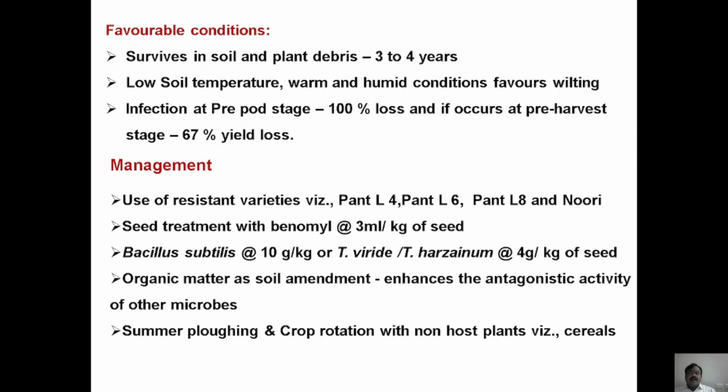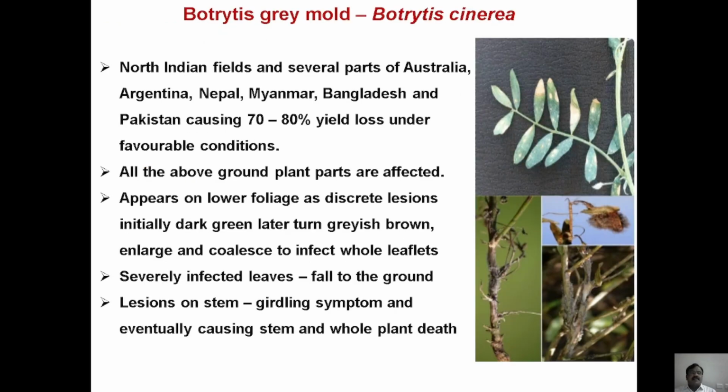The organic matter amendment in the field may enhance the antagonistic organism activity, which would also indirectly be helpful in successful germination as well as growth of lentil plants. Summer plowing is advised, and if the disease is very severe, go with crop rotation along with a non-host crop like cereals, which is also advisable to manage this disease.